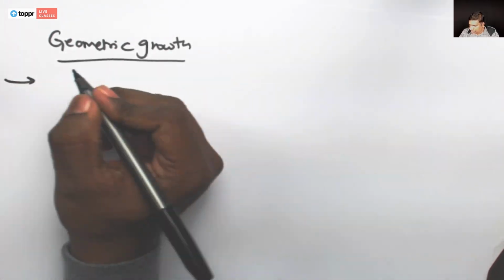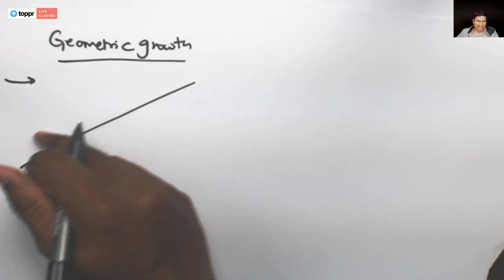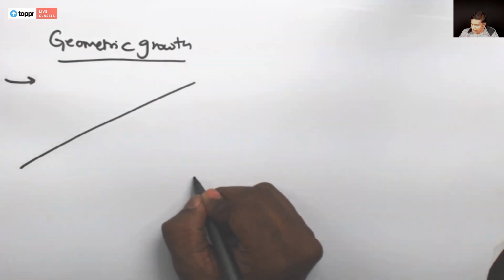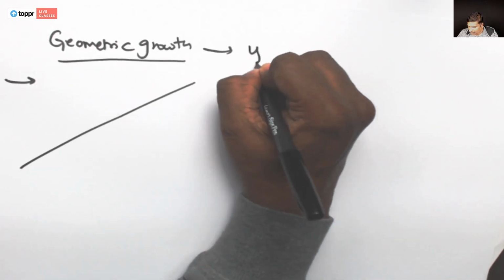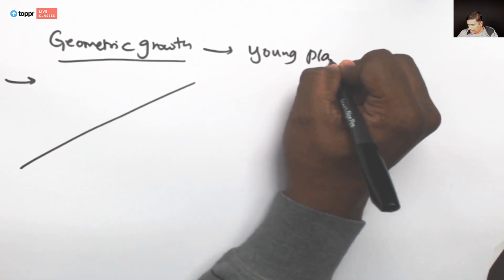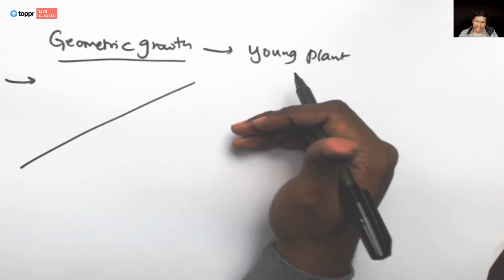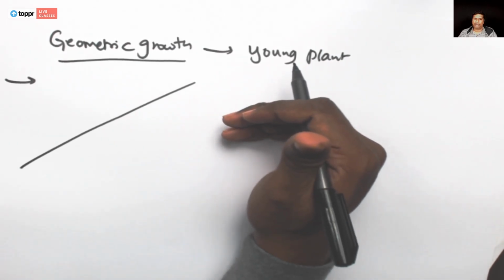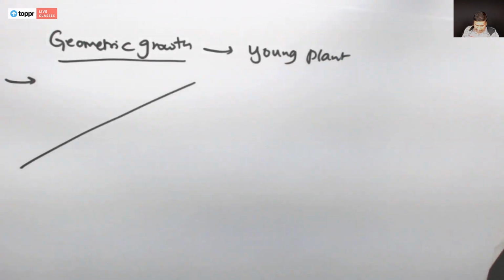Unlike arithmetic growth, which was linear with a straight line, geometric growth is not linear, because the growth will occur rapidly in the young plant. 2 will become 4, and all the cells will divide very rapidly. But the minute the plant matures, the growth will slow down. So here the graph will be sigmoidal.